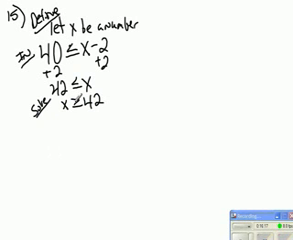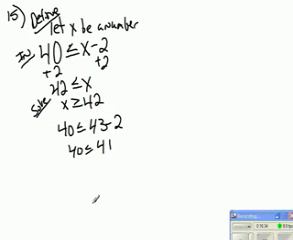We have to plug in a number that is greater than or equal to 42. So if I plug in something, let's say 43. So 40 is less than or equal to, replace x with 43 minus 2. 40 is less than or equal to 41. That's true, so my statement is true.